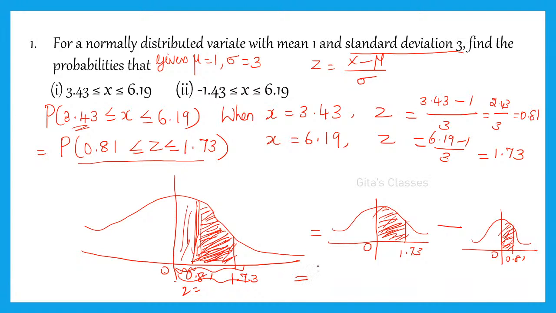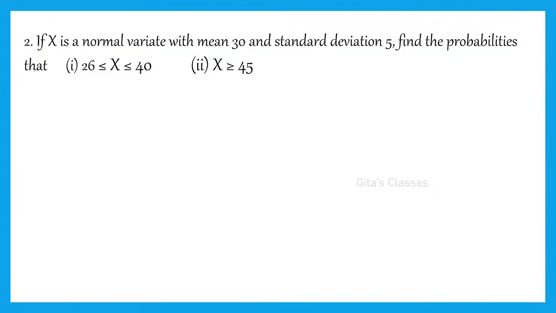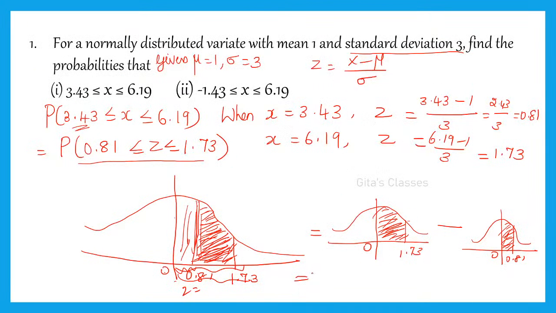Now, how to find this value from the table? For 1.73, see, 1.7 on the left hand side and 3. This is our 1.73. I hope you understood. 1.7 and 3. So 0.4582.